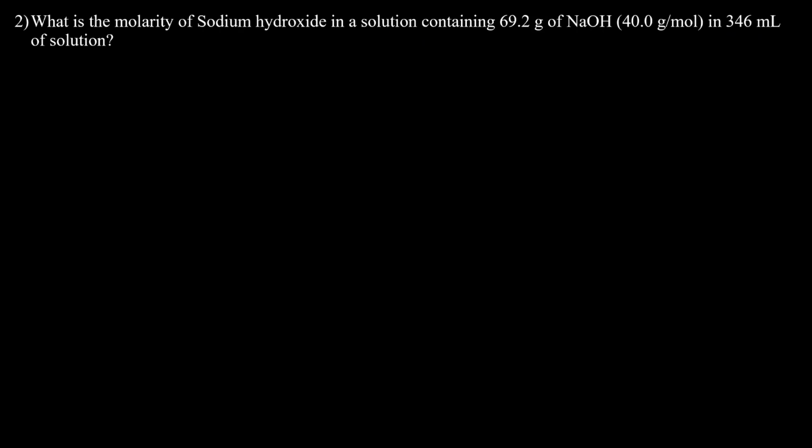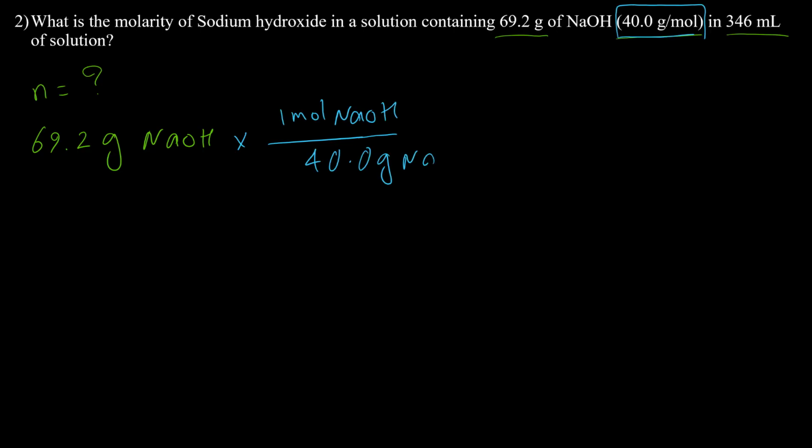What is the molarity of sodium hydroxide in a solution containing 69.2 gram of sodium hydroxide, and also we have the molar mass for sodium hydroxide, in 346 milliliter of solution? In this question, we don't have mole, but we have gram of compound, so we can easily calculate mole. So we have 69.2 gram sodium hydroxide times 1 mole sodium hydroxide per 40 gram sodium hydroxide. These grams cancel each other. So 69.2 divided by 40 is equal to 1.73 mole.